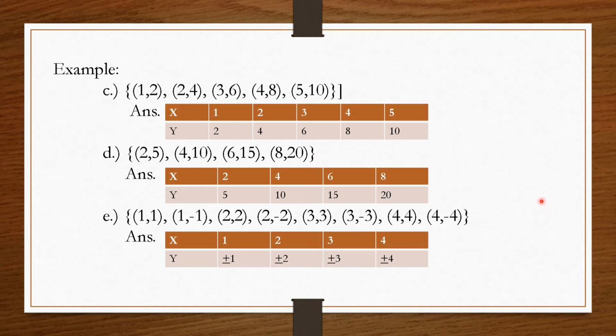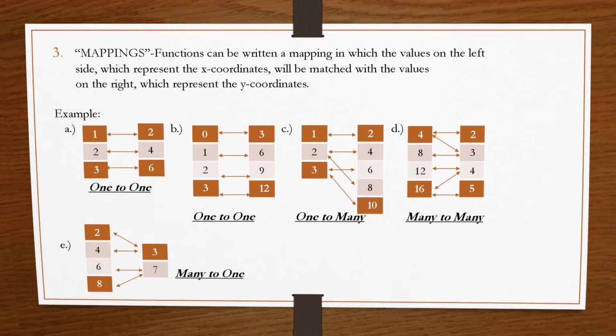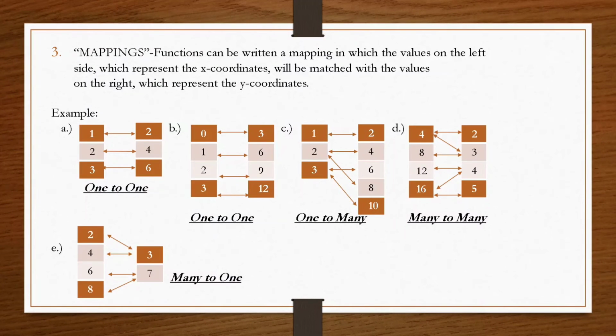Always remember that a table of values is a function if there are no common coordinates in the row of the x coordinates. Now we have the third way of expressing functions and relations, which is through mapping. Functions can be written as a mapping in which the values on the left side, which represent the x coordinates, will be matched with the values on the right side, which represent the y coordinates.